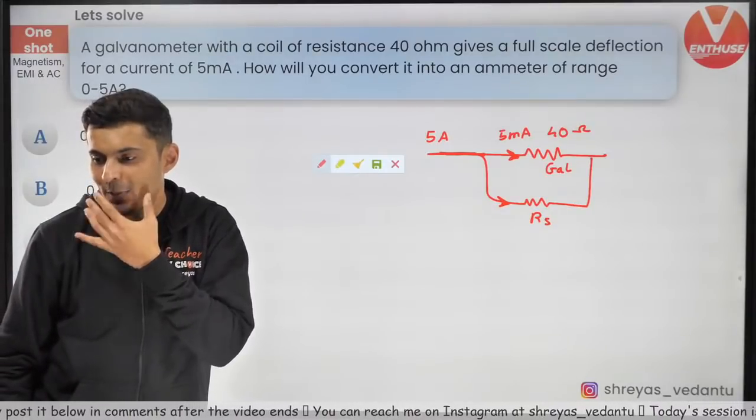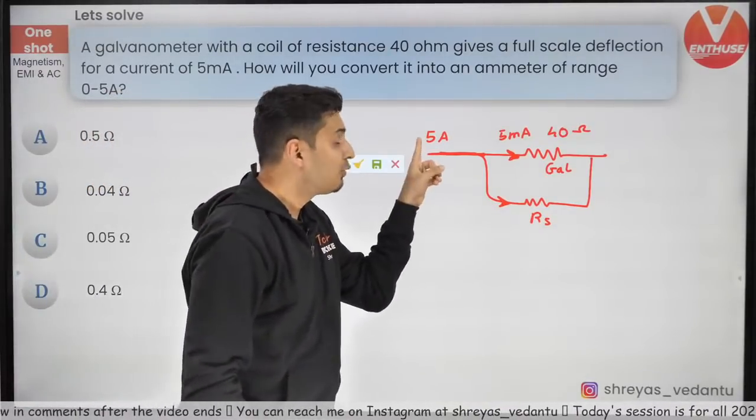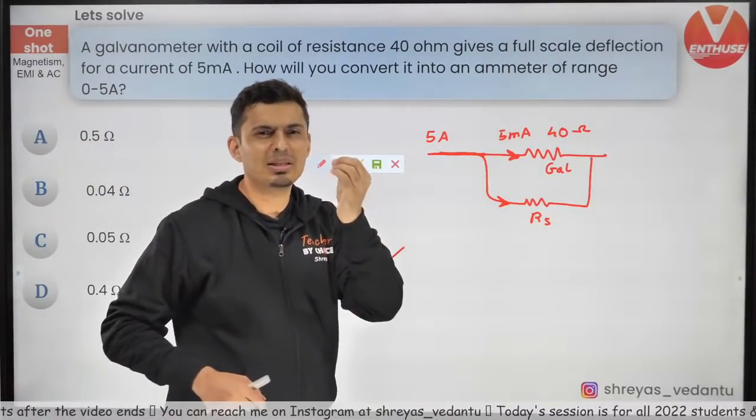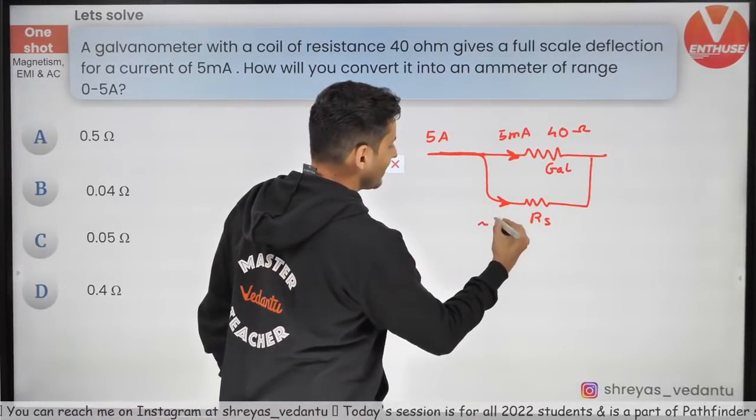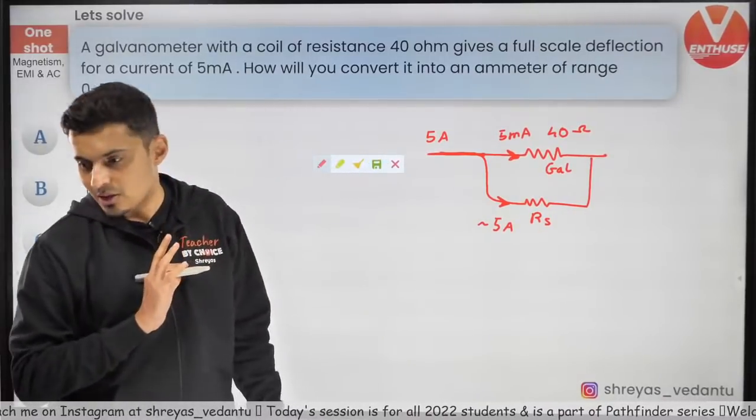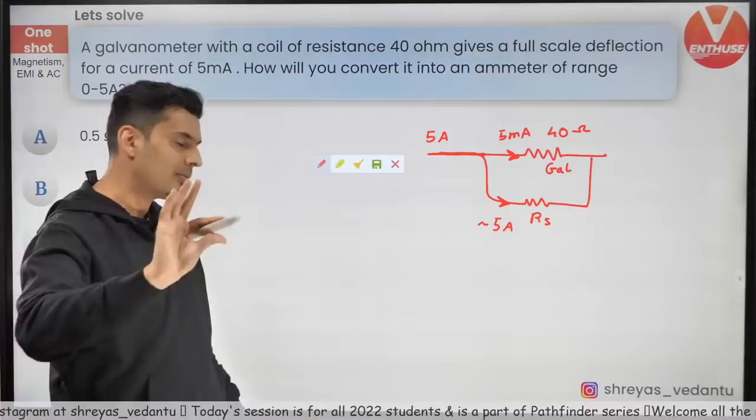How much is going through the shunt? Think, guys. 5 milliamperes, hardly anything is getting lost. It will be approximately still 5 amperes. Approximately still 5 amperes. Very good.